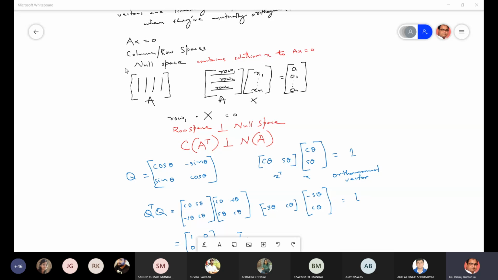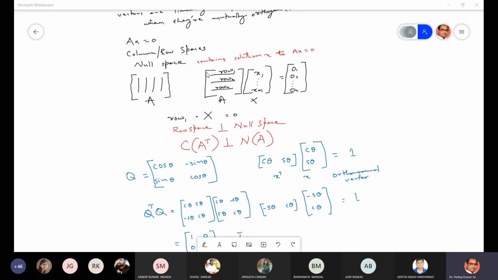Okay, so we started with this Ax equal to 0, and we talked about column spaces, row spaces, and also came to know about a new space called null space that contains the solution x to Ax equal to 0. So how does that work?